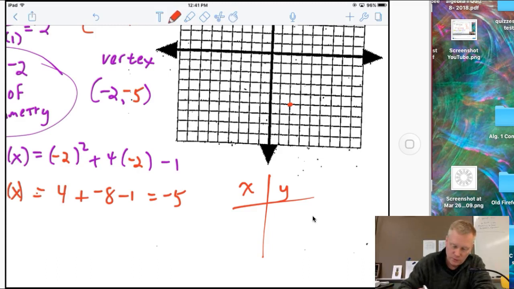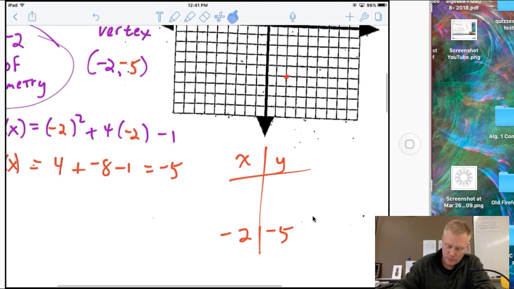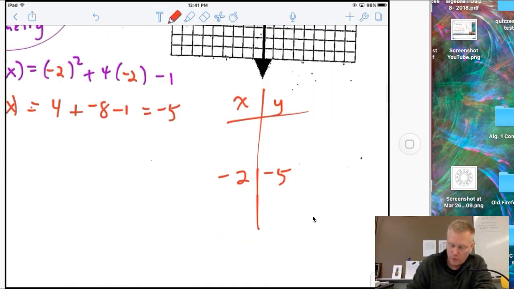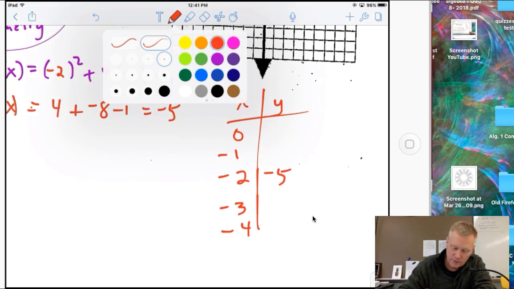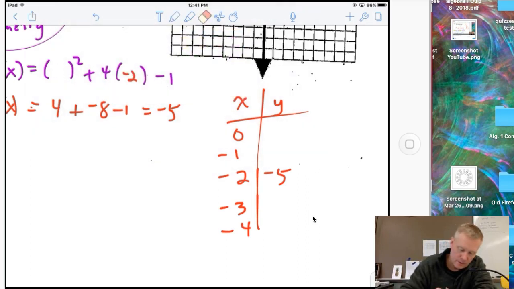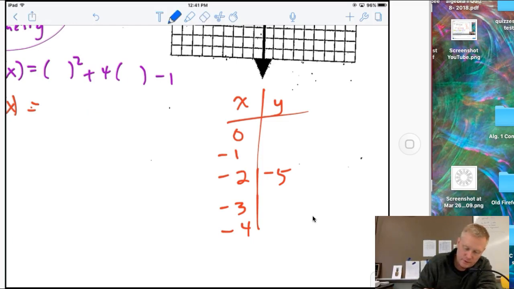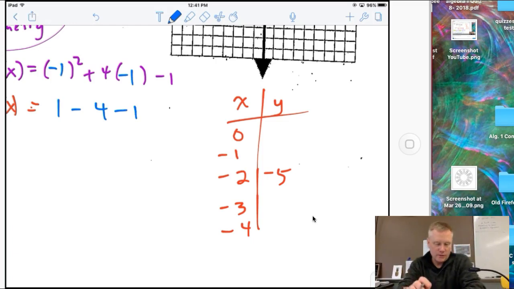All right, now I like to put the vertex in the middle, so I want to have some points beyond that, which means I'm going to go up 1, which would be negative 1 and 0, and down 1, negative 3, negative 4. And then I can plug these values in here. I'm going to erase the negative 2 for a minute. Let's say I plugged in negative 1. Negative 1 squared is positive 1. 4 times negative 1 is negative 4. And 1 minus 4 minus 1 is negative 4. So that's what I get here.